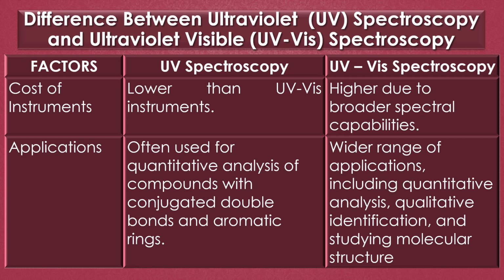Finally, applications. UV spectroscopy is often used for quantitative analysis of compounds with conjugated double bonds and aromatic rings. UV visible spectroscopy has a wider range of applications, including quantitative analysis, qualitative identification, and studying molecular structures.